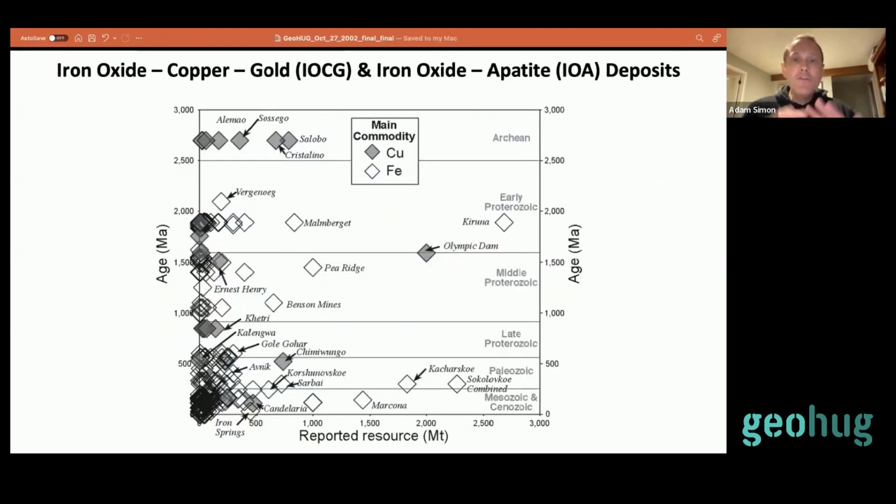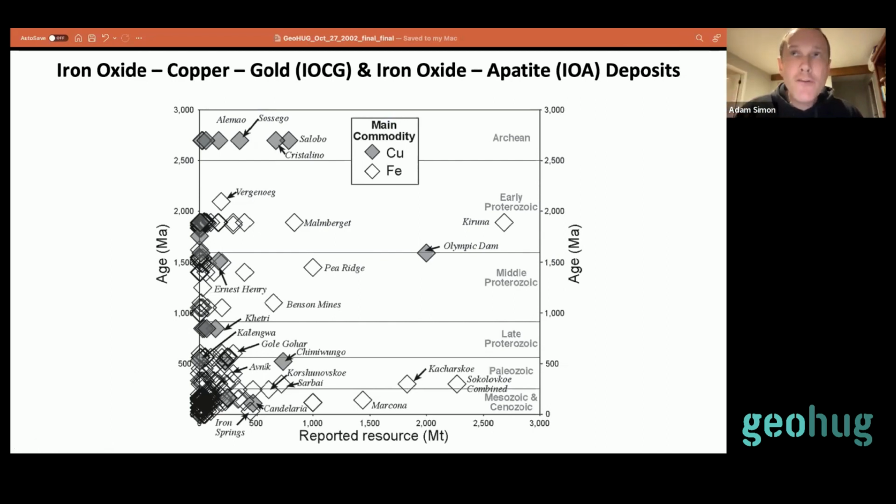We know that both of these deposit types have formed throughout geologic time. So this is a plot with age on the y-axis and reported resource in millions of tons on the x-axis. And all I want you to see here is the colored diamonds are for copper and the empty are for iron. So the empty represent iron oxide apatite deposits and the filled represent iron oxide copper gold deposits. And you can see that they have formed going back as far as the early Proterozoic into the late Archean all the way through to today.